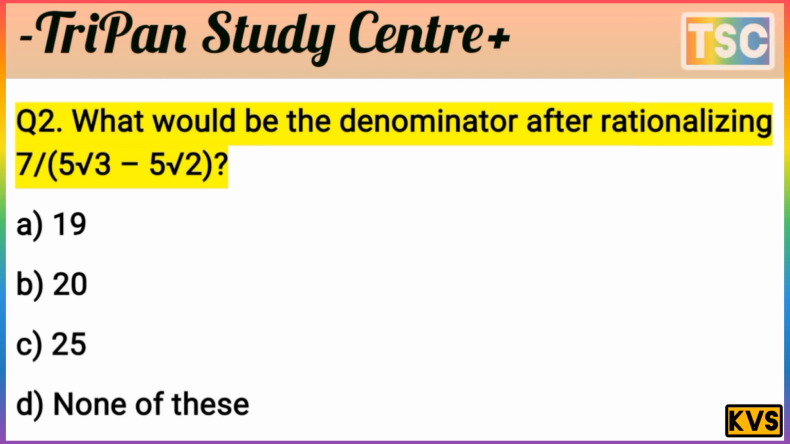The question is clear: the denominator after rationalizing the given number. You rationalize it, and the answer comes out as not 19, not 20, not 25. Then the option is D, none of these. The correct answer is none of these. That's important here. Let's see the next question.